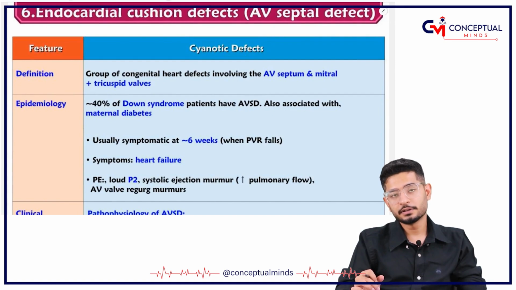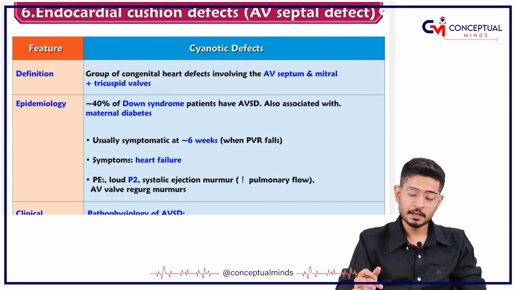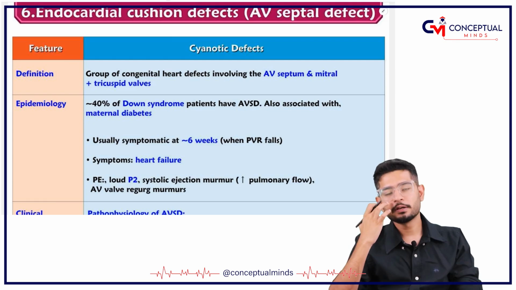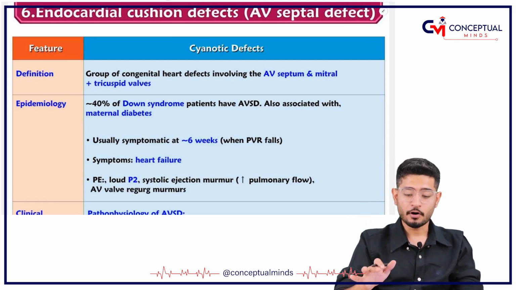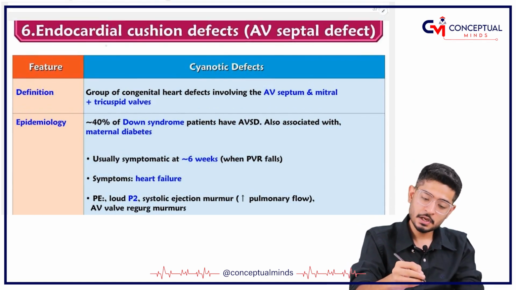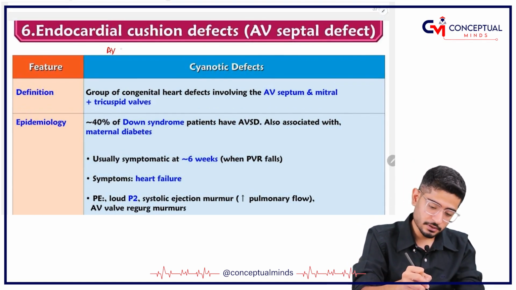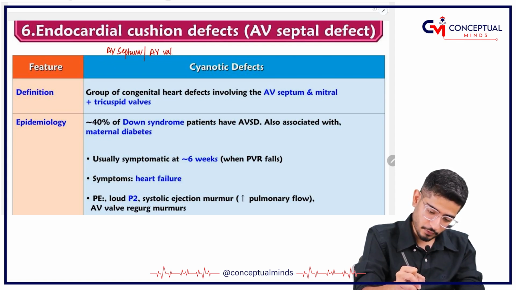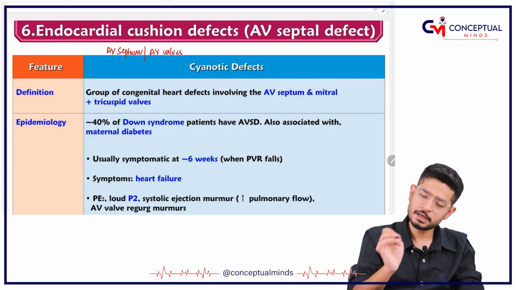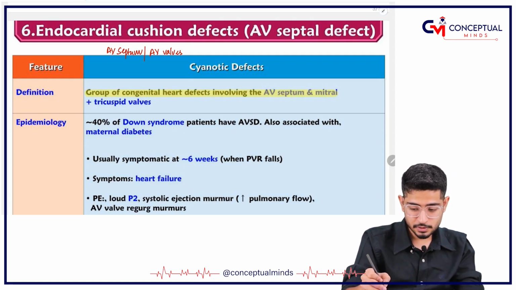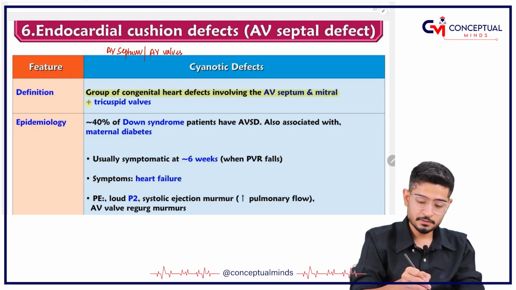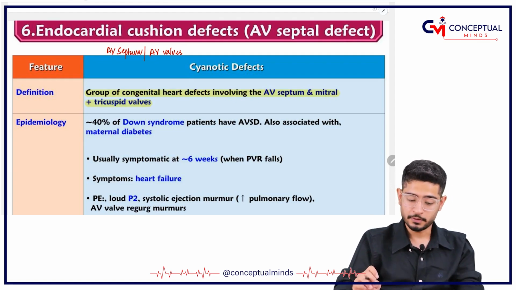Endocardial cushion defect means that the endocardial cushion is not getting formed properly. The normal function of the endocardial cushion is to form two things: the atrioventricular septum and the atrioventricular valves. So it's a group of congenital heart diseases which involves the atrioventricular septum as well as the atrioventricular valves.